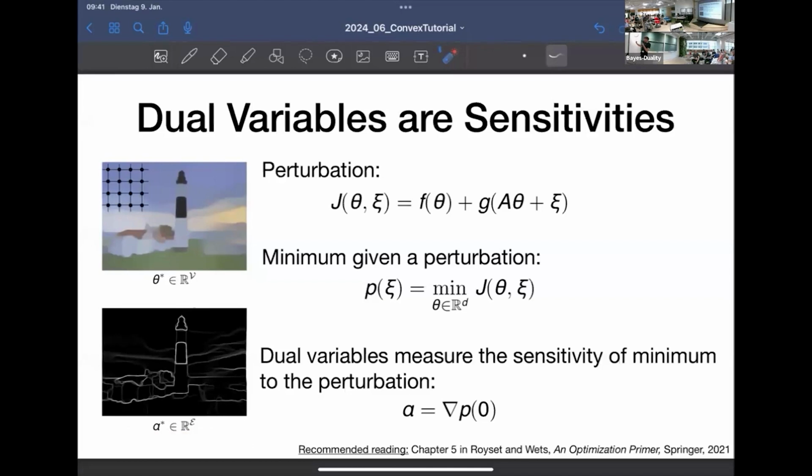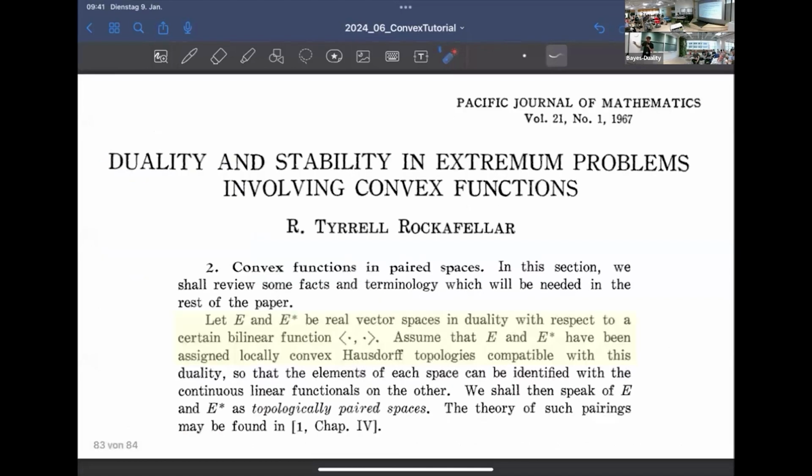Just as a general comment, I showed everything in Rn and Rd, but this is actually very general. If you check this original paper from 1967, this is already done for general vector spaces. So we have here E and E star. These are two vector spaces in duality. They can be infinite dimensional, they don't have to be Rn, so it can be a function space. There are only some technical conditions, that they have locally convex Hausdorff topologies, which I maybe don't know exactly, but this duality holds in a very, very general setting.